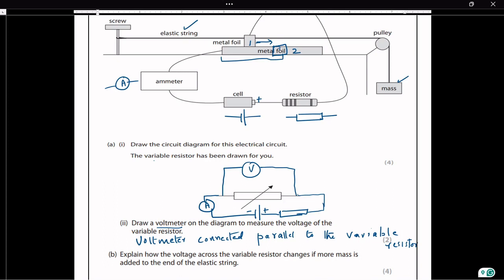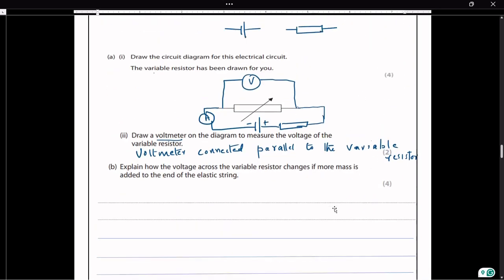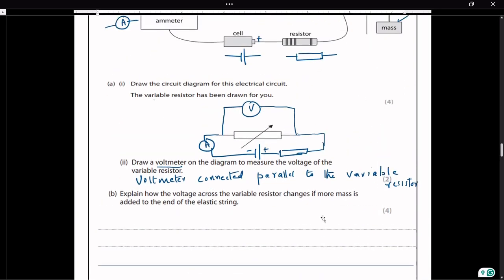Earlier it was a less length. Earlier only this much length was included. But if the foil comes to this position, a new length, say length L1, this much length of the foil is included in the circuit. That means the resistance of this much length of wire is included in the circuit now. That is why the resistance of the variable resistor increases here when more masses are added. So let us put it as an answer.